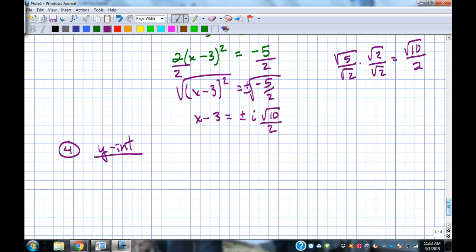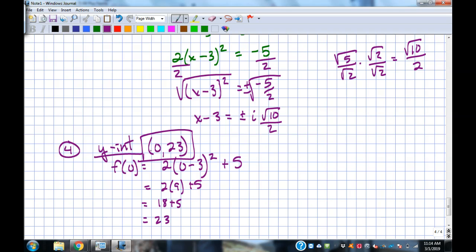Set x equal to 0. F of 0. We take that, 2 parentheses 0 minus 3 squared plus 5. So that'd be 2 times 9 plus 5, which would be 18 plus 5, which is 23. So it's 0, 23.